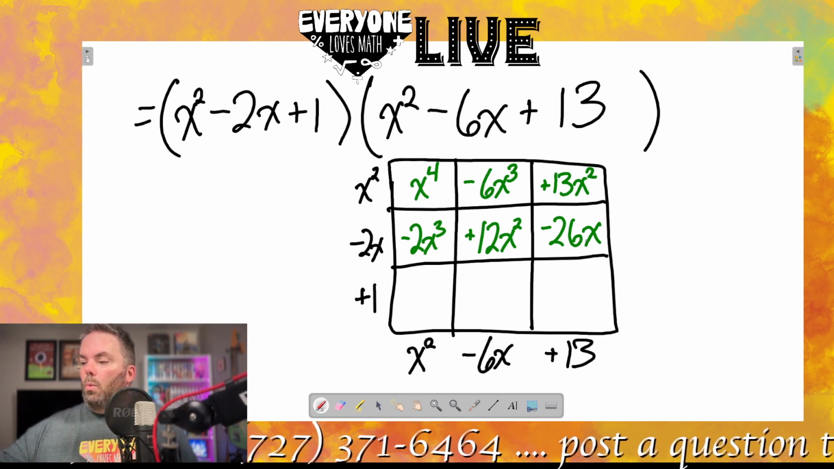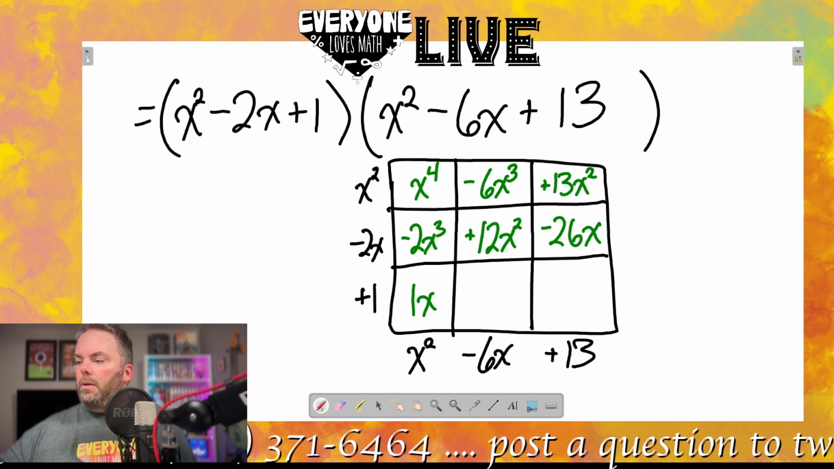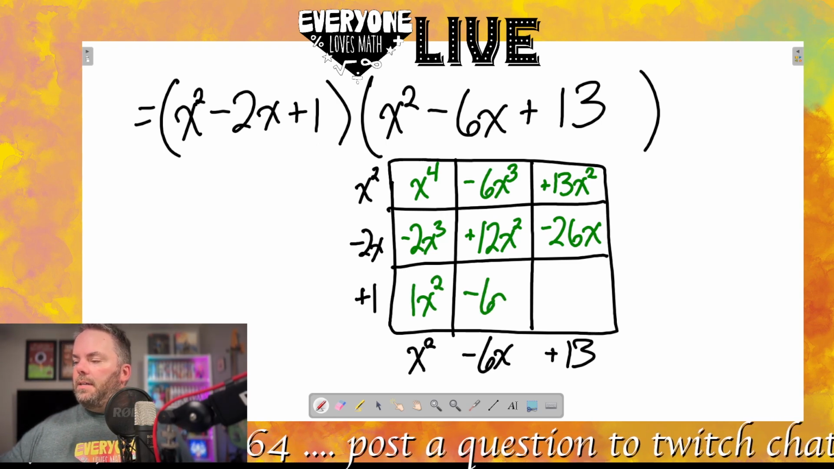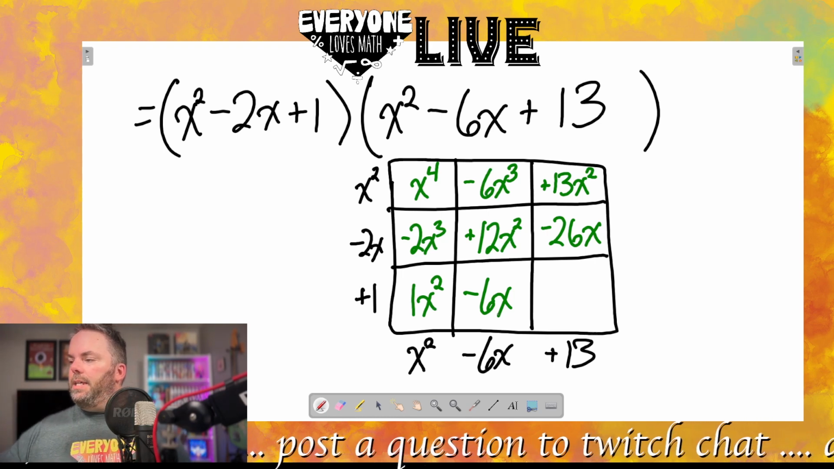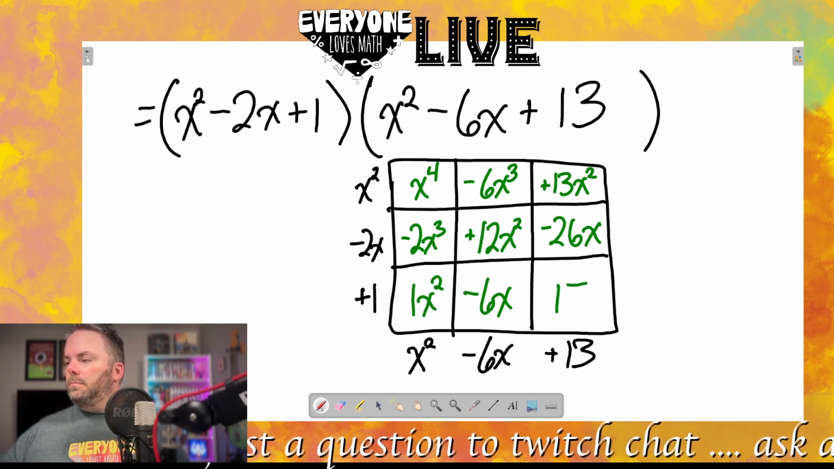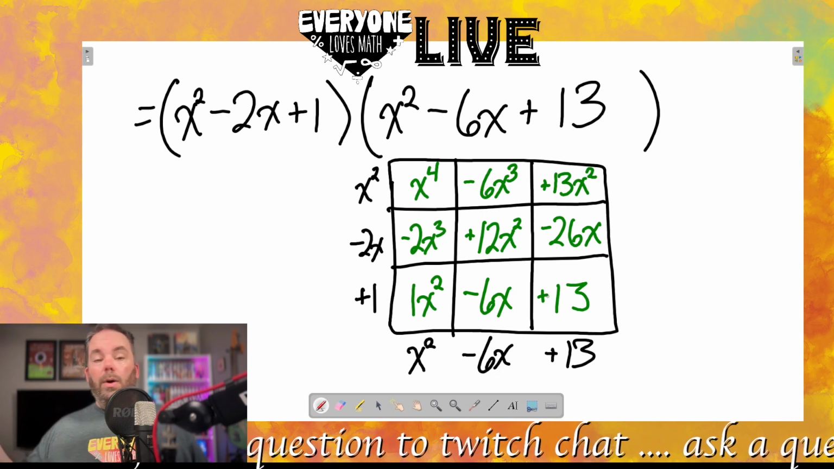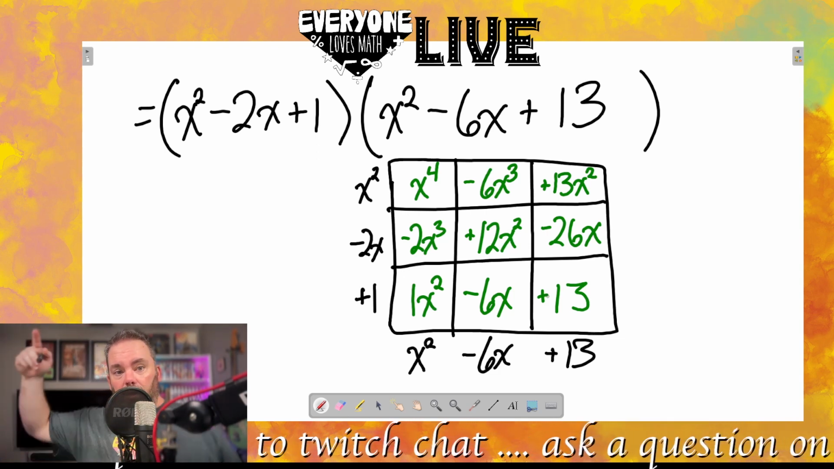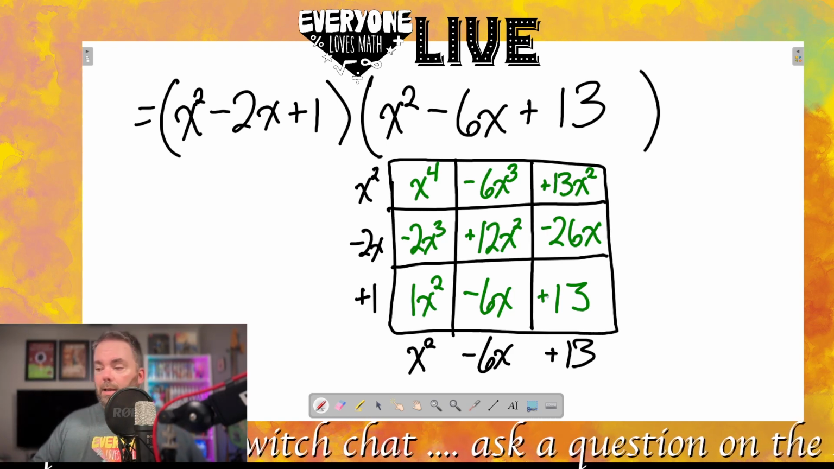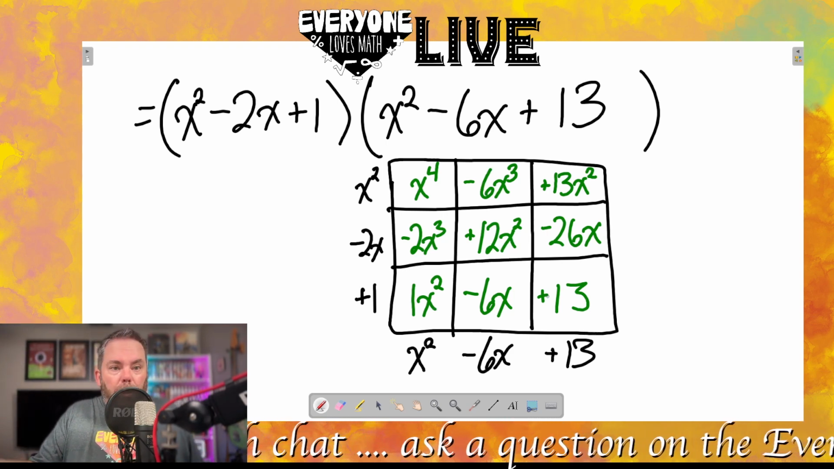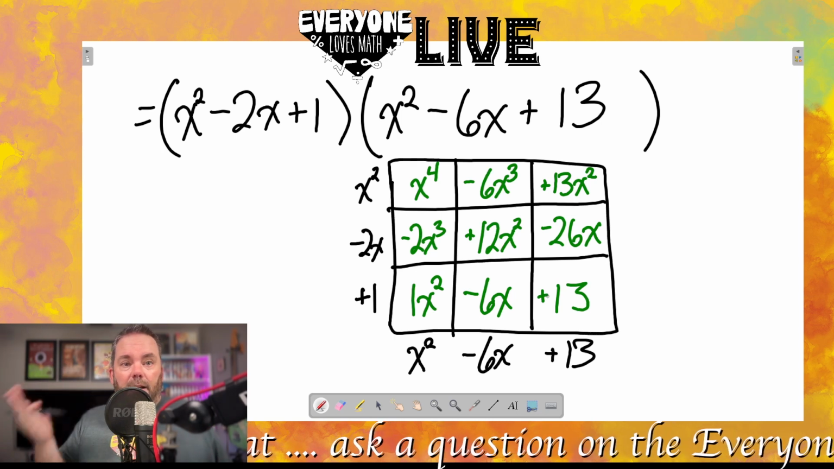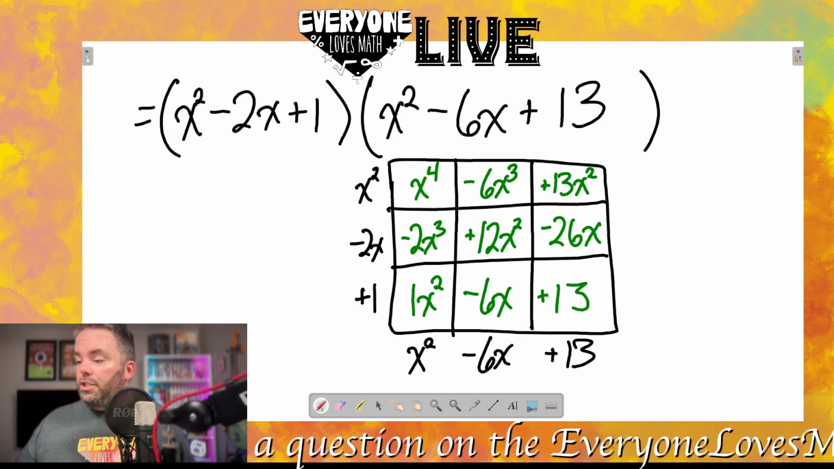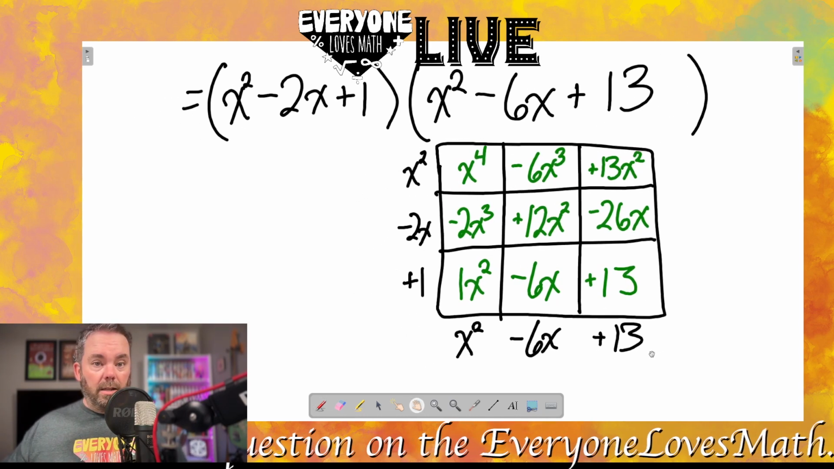All right, last row. 1 times x squared is 1x squared. 1 times negative 6x is negative 6x. And 1 times 13 is 13. All right. And one thing we can say, and I'm just going to go back to it again, because we did all that garbage up top with the conjugates, do you notice how all the numbers are pretty now? Even though this thing has a couple of ugly zeros, you'd never know by looking at it because they came in conjugate pairs and it hid the ugly.